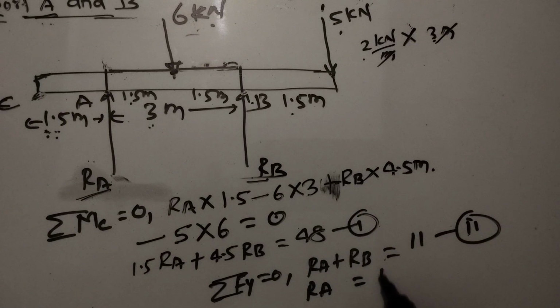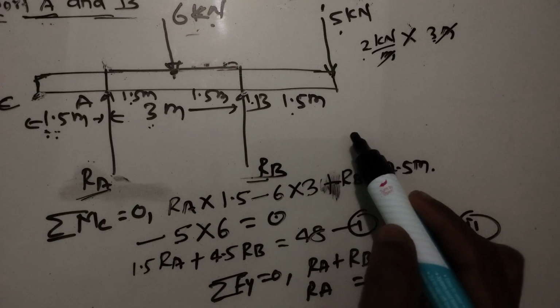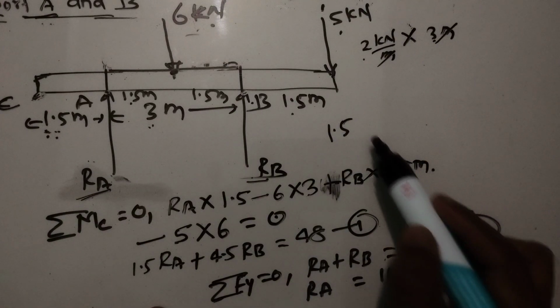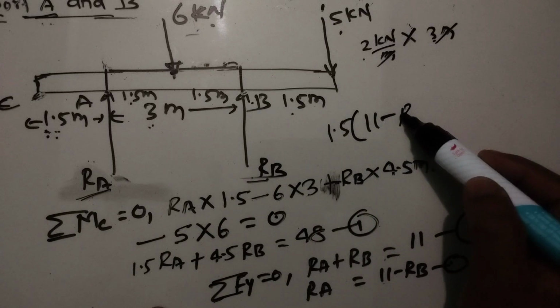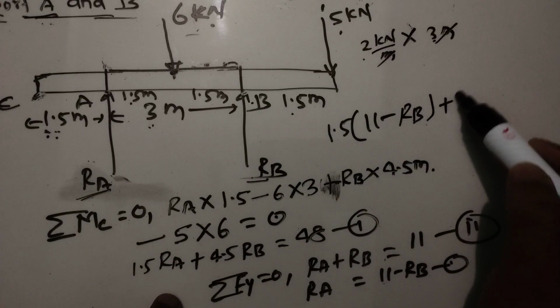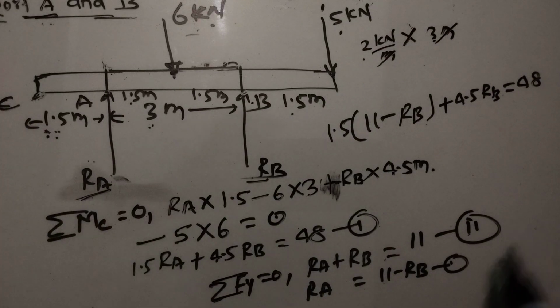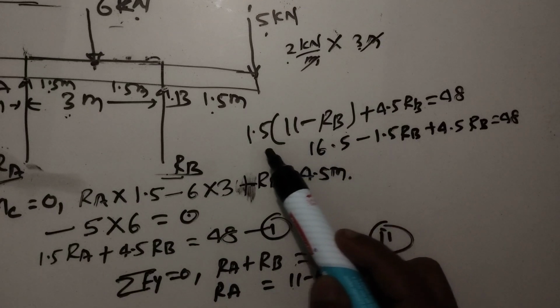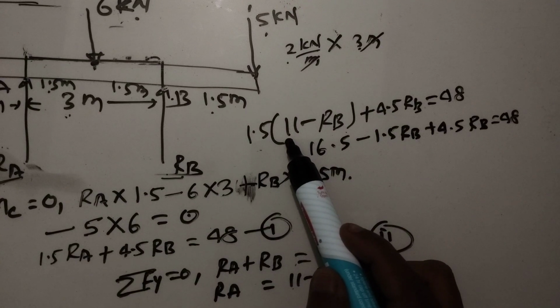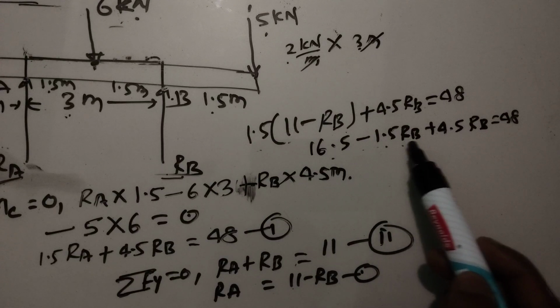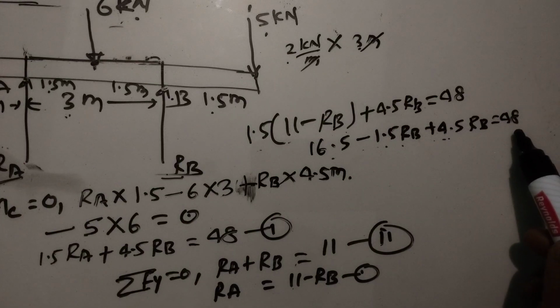RA equals 11 minus RB, and that value we will put into the first equation. That will be 1.5 times (11 minus RB) plus 4.5 RB equal to 48. This will be 1.5 multiplied with 11, that is 16.5, minus 1.5 RB plus 4.5 RB equal to 48.